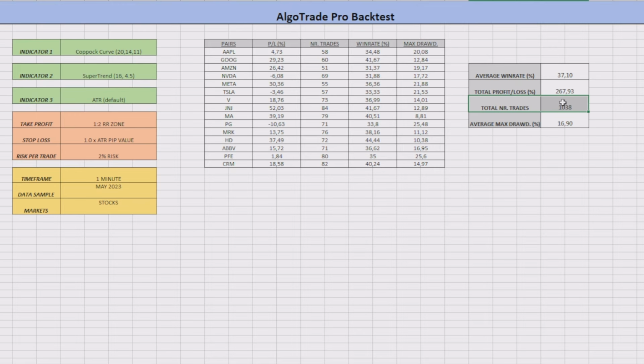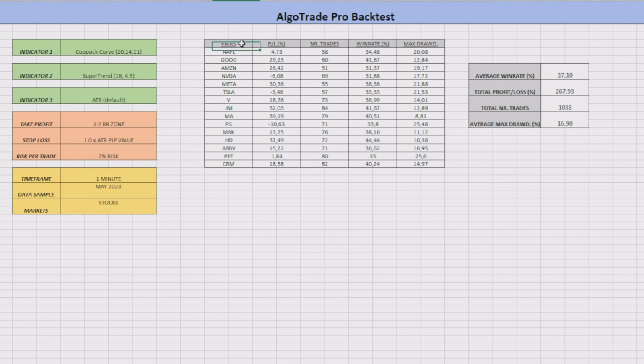After analyzing 1038 trades in 15 different stocks with my backtesting bot, here we have all the results. Based on these conditions, the overall win rate of this strategy was about 37.10%, which is the minimum acceptable for a strategy that uses a fixed take profit with a 1:2 risk-to-reward ratio, and it produced a net profit of 267.93%. The average drawdown was also quite acceptable, with a value of 16.90.